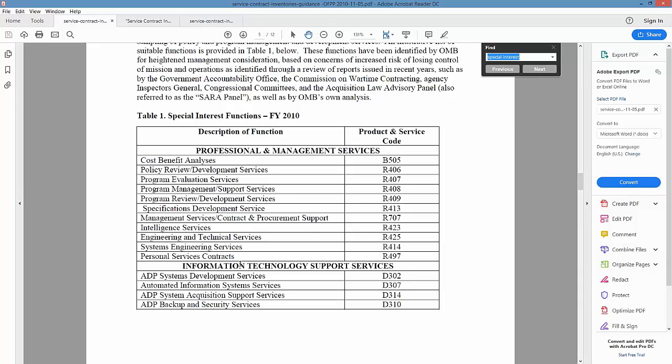But some of these are obvious as to why when you go through the service contract inventory reporting analysis, maybe you pull a few of the high dollar contracts out for qualitative assessment, interviews of the COs, the contractors, and so on. That's, for example, what the SEC does, I know for one. Management services, contract and procurement support, R707. That's, quote, a special interest function. Let's look at the definition of that.